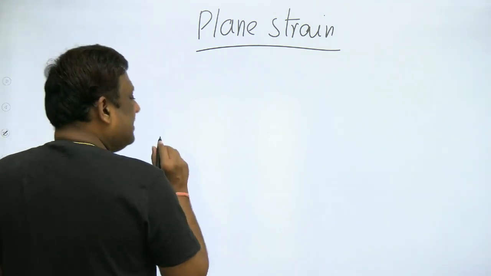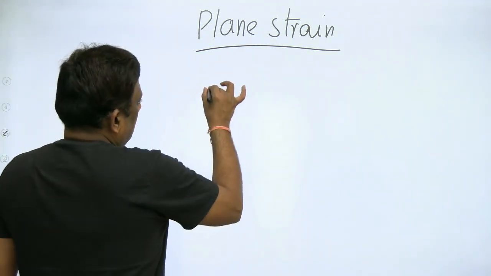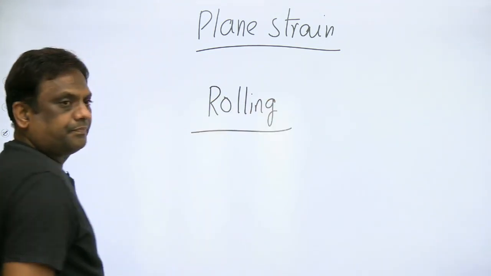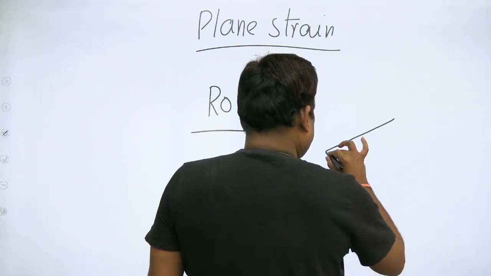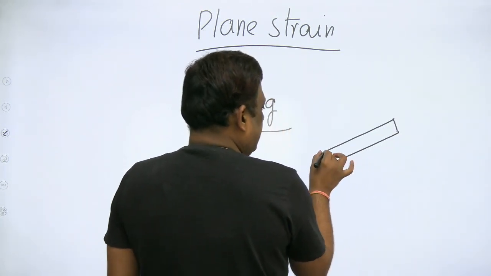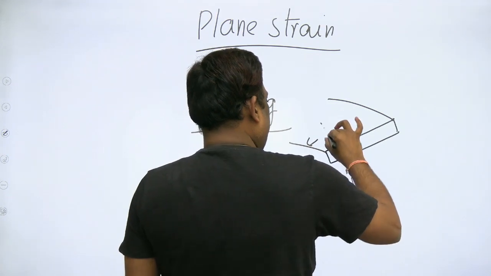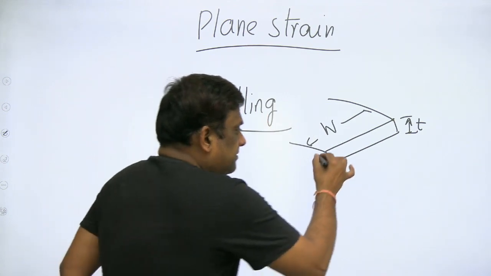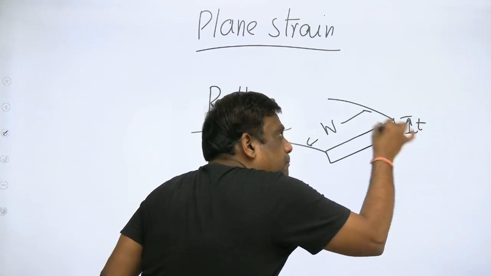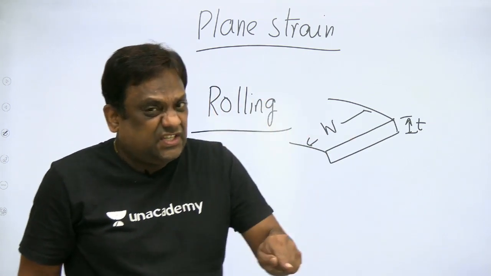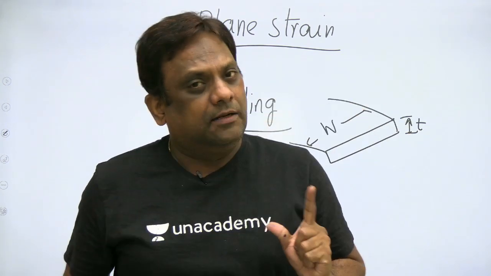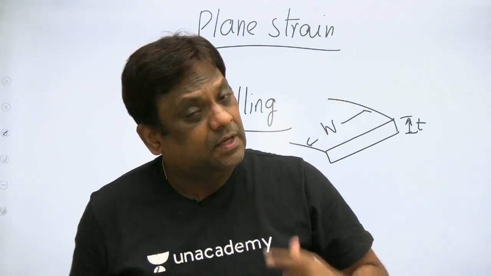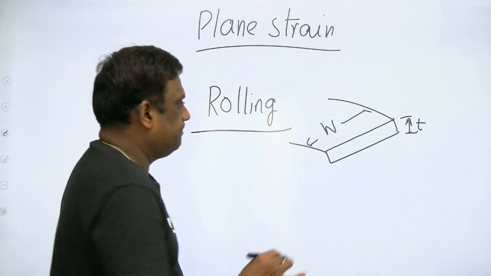My dear students, let us take for example rolling. In metal forming, you'll be studying rolling. This is the thickness, and this is the width. You know the width is very large compared to the thickness. Look, in plane stress, one dimension is very small. But in plane strain, the strain in one of the directions must be zero. To achieve that, what is required, we'll see.